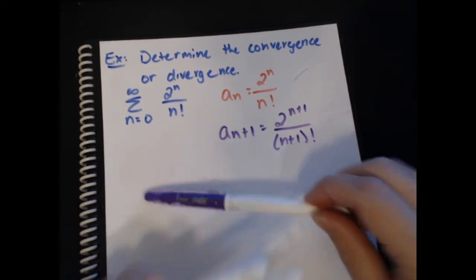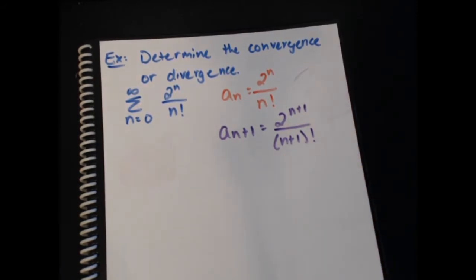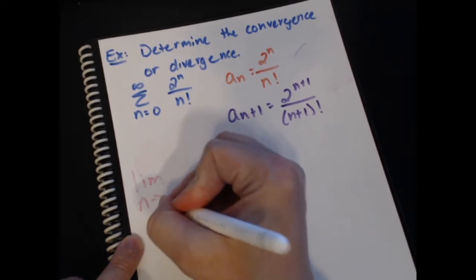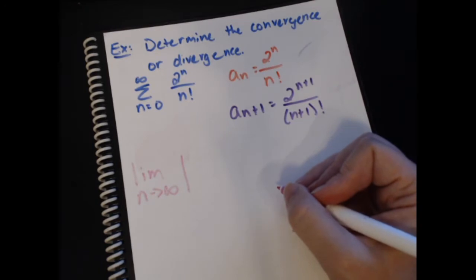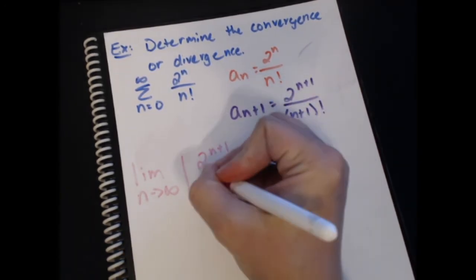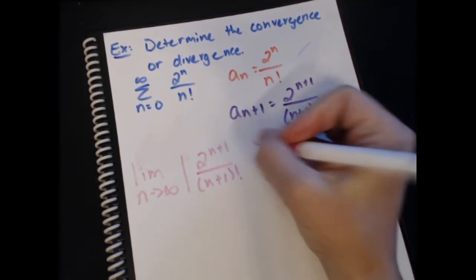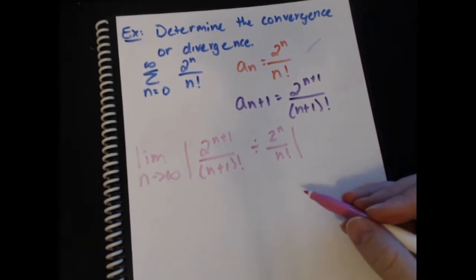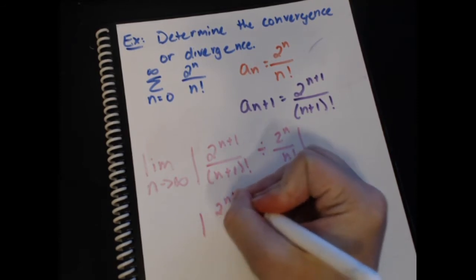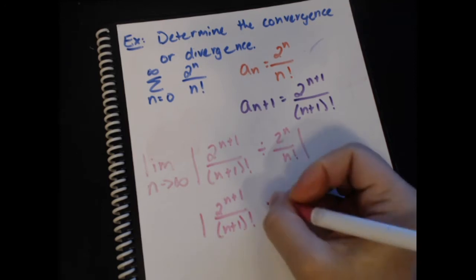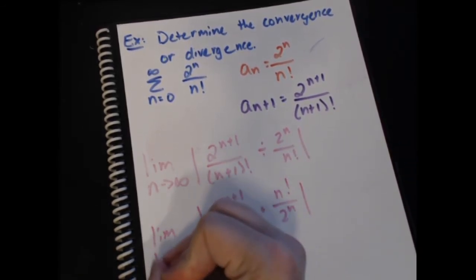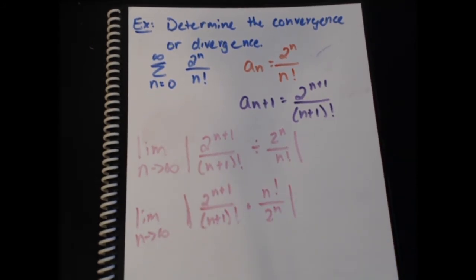Okay. So now we have a sub n and a sub n plus 1. We can do our limit: the limit as n approaches infinity of a sub n plus 1, which is our 2 to the n plus 1 over n plus 1 factorial, divided by 2 to the n over n factorial. And we know with fractions that if we have division, we can change that. It would be 2 to the n plus 1 over n plus 1 factorial times n factorial over 2 to the n, because we have keep, change, flip. Are we okay with that part? That's just following the rule.